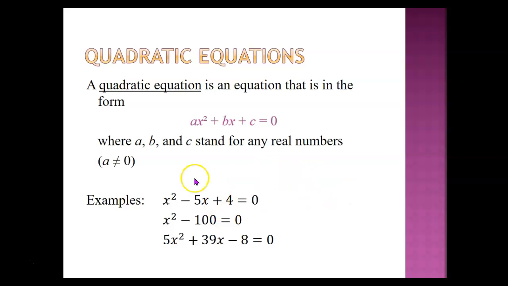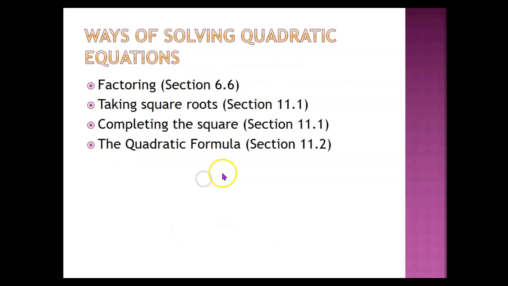Now, we have solved quadratic equations before. Earlier in the semester, we talked about solving quadratic equations by factoring. You get everything on one side equal to 0 on the other side. You factor the side that isn't 0, and then you take each individual factor and set it equal to 0 and solve for x. So that is one of the ways of solving a quadratic equation.